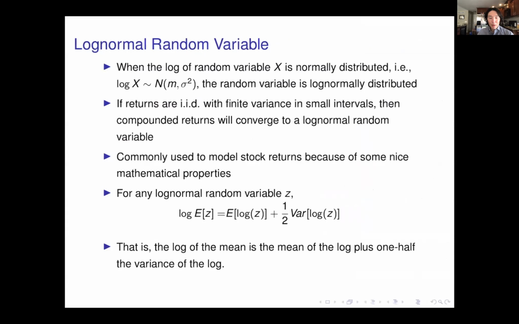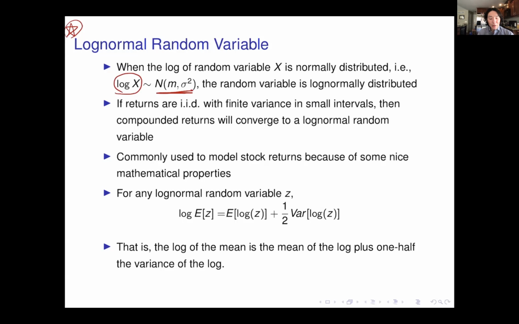Now, the next important concept is the log normal random variable. So there's a random variable x, and you take the log of it. When the log of the random variable x is normally distributed, in other words, when log of x is a normal random variable with mean m and standard deviation sigma, we call the random variable log normally distributed.